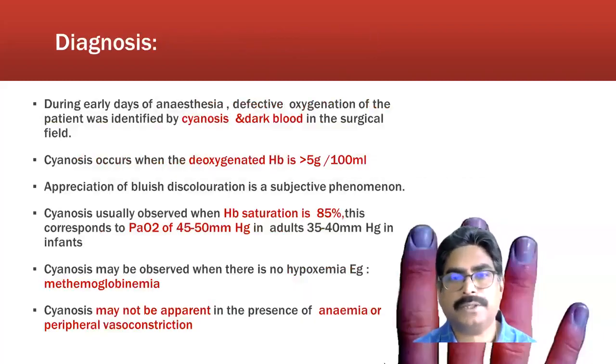So how will you diagnose hypoxia? In early days, we waited for the appearance of cyanosis. But cyanosis appears when the deoxygenated hemoglobin is more than 5 grams per 100 ml, and it is a subjective phenomenon. When there is cyanosis, the hemoglobin saturation is 85% and PaO2 is 45 to 50 mm of mercury in adults and 35 to 40 mm of mercury in infants. Cyanosis will not occur even in hypoxia in methemoglobinemia, and cyanosis may not be apparent in anemia and peripheral vasoconstriction. So relying on cyanosis for intraoperative hypoxia is not advisable.